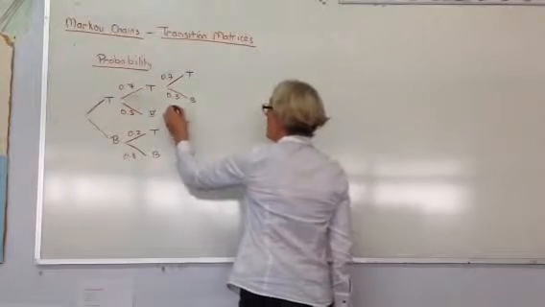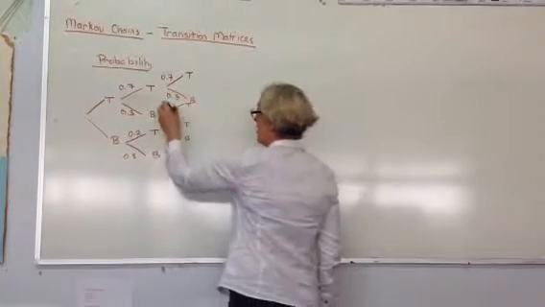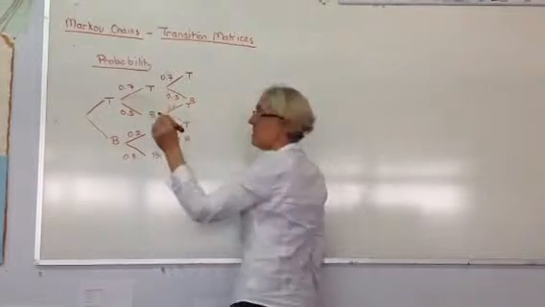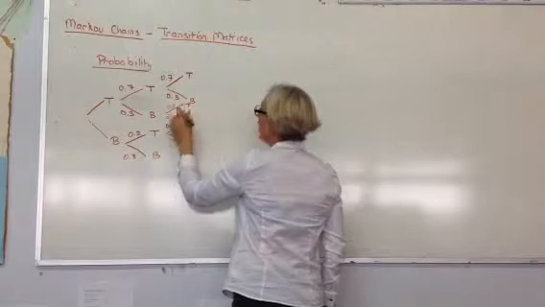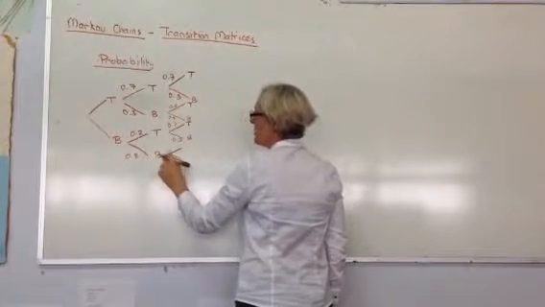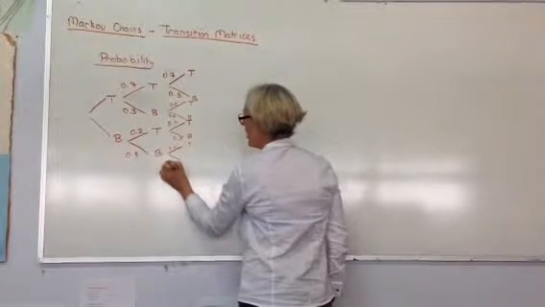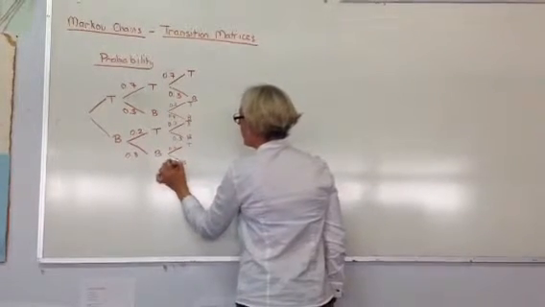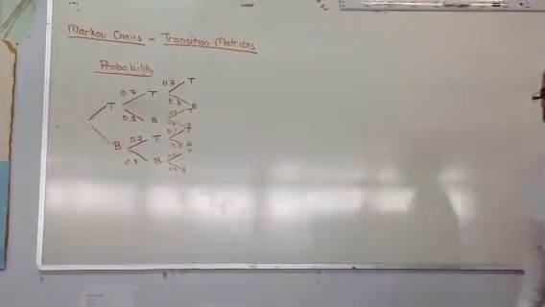Every time you catch the bus, the chance of you catching the train the next day is 0.2. And the chance of you catching the bus the next day is 0.8. So this is train, bus. And here we go. I've caught the bus, so the chance of catching the train the next day is 0.2. The chance of catching the bus the next day is 0.8. Okay? So that's a tree diagram.